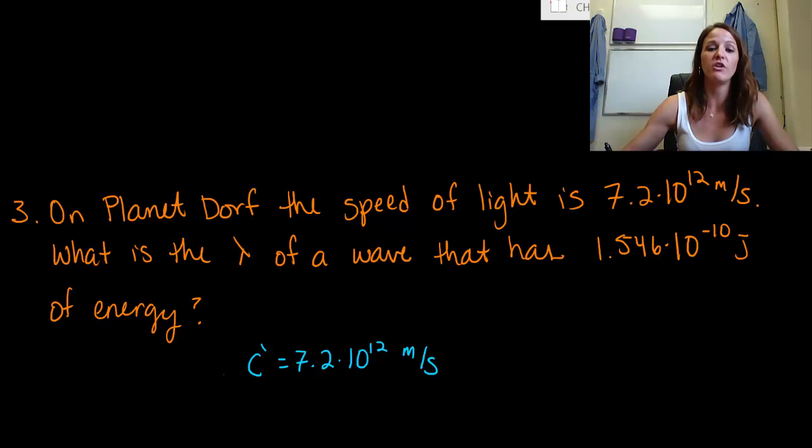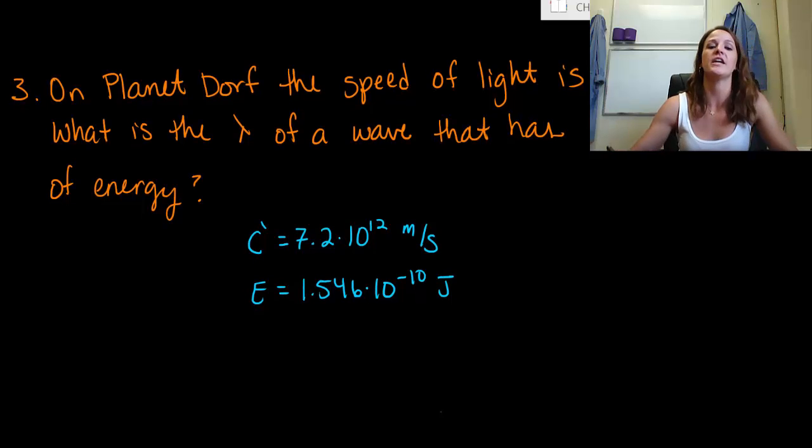Now we also have been given a value for energy. So we're saying that energy is 1.546 times 10 to the negative 10th joules. So we have a speed of light, we have an energy. We're looking for wavelength. So really all we have to do is E is equal to hc all over lambda and solve for lambda.